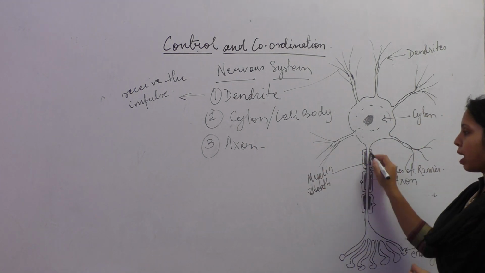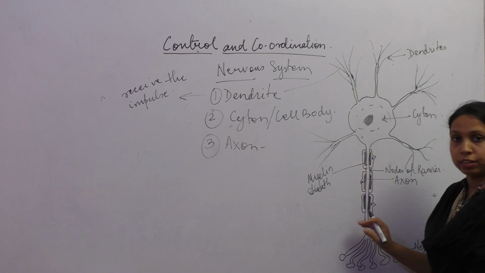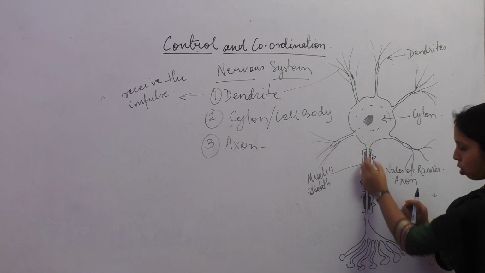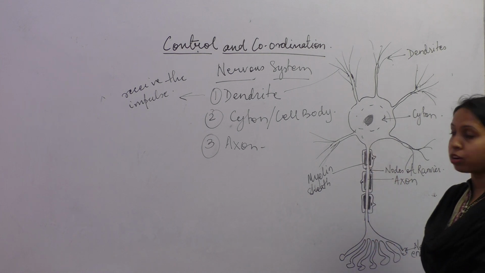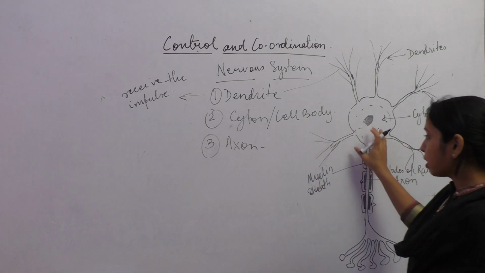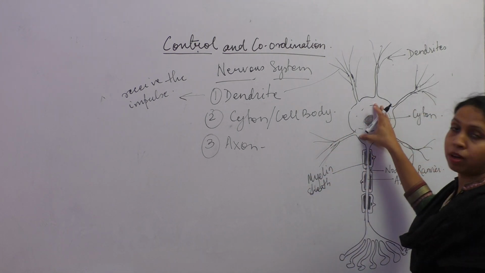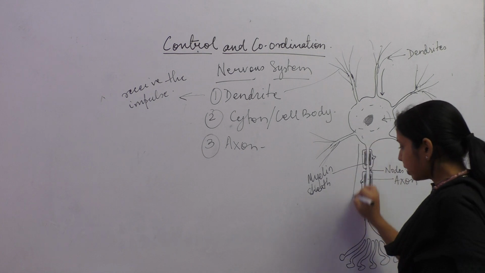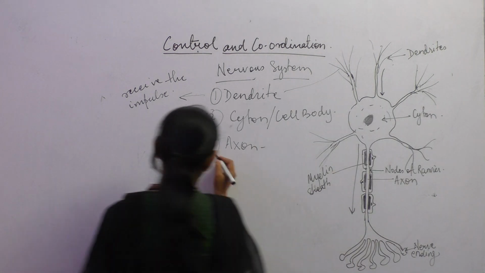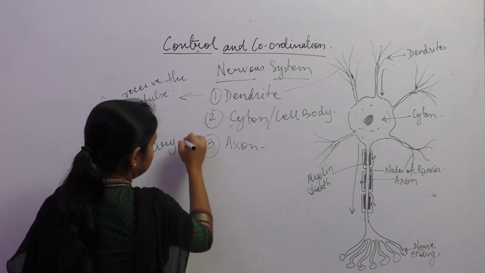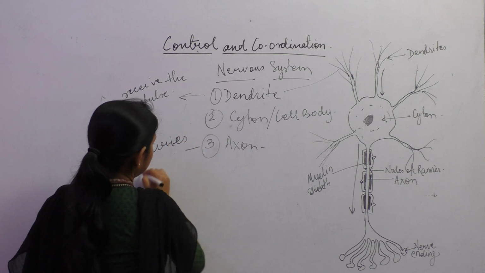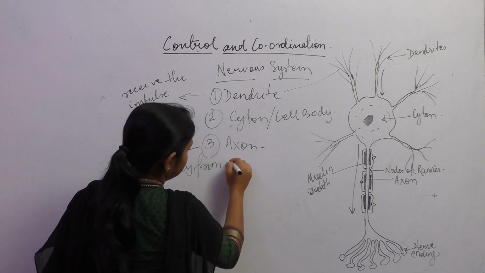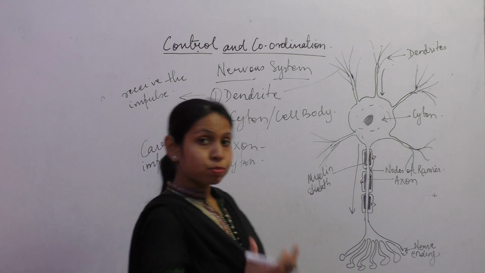Moving on to the next part, we have this thread-like, elongated structure which is arising from the cyton. That is called your axon. You can see this elongated part coming out from the cyton, that is your axon. Now what is this axon doing? Axon is carrying the impulse away from the cyton. So dendrite is bringing the impulse towards the cyton and axon is carrying the impulse away from the cyton. So we can mention axon's function is it carries impulse away from cyton, whereas dendrite is bringing it towards cyton.